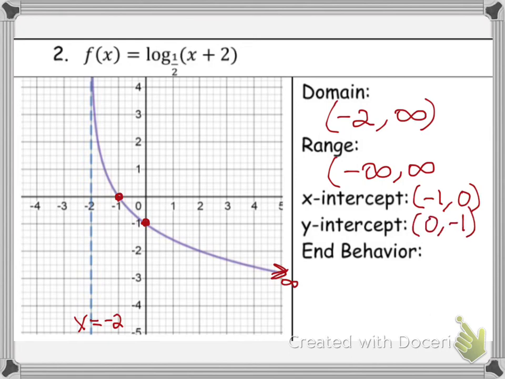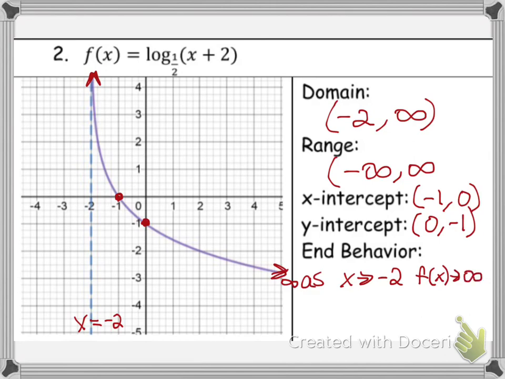Now for my end behavior, as x is approaching my asymptote on the left side, so as it's getting closer and closer to my vertical asymptote at -2, the arrow over here is pointing up. So that means my f of x is approaching positive infinity.